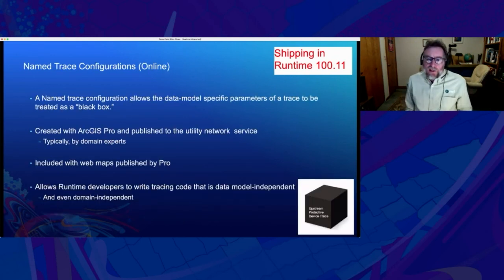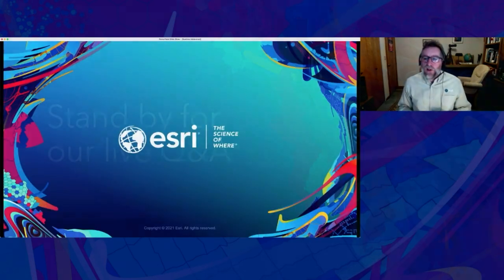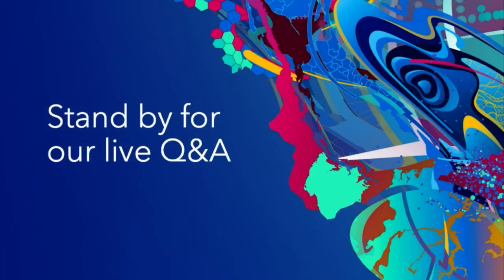And named trace configurations, I'm glad to say, also made it into the product. So that is there. It does require ArcGIS Enterprise 10.9, which is shipping in May. But if you're building an app and have access to the beta, you can start hitting that now. So with that, that's all for the addendum. We can turn it over to live questions.